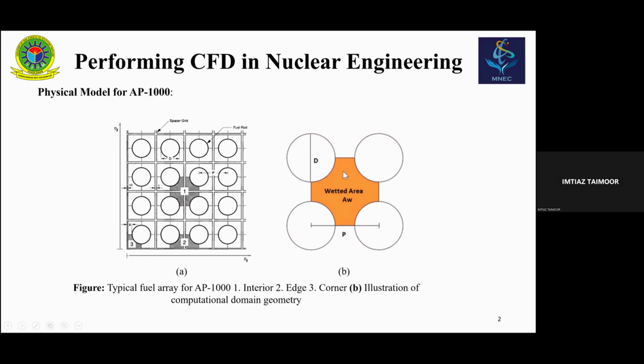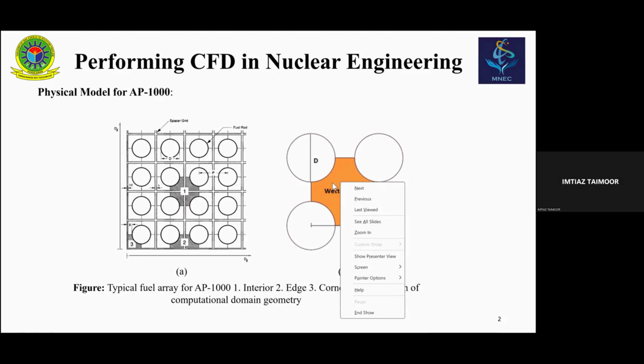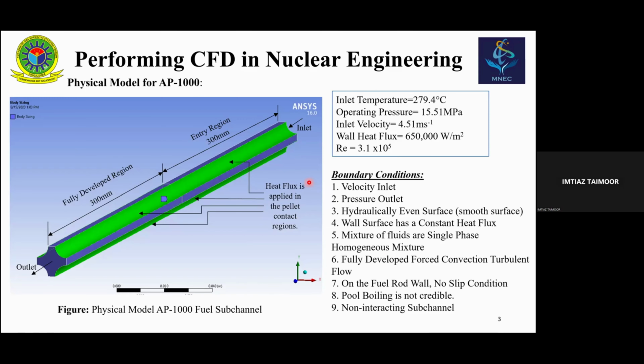This part is exposed to another subchannel. This part is in contact with the fuel pellet. So I have marked the portions in contact with the fuel pin with green color. In this portion, we will have a heat flux. That means the heat produced from the fuel pin will be transferred through this face to the subchannel. Do you agree with me?